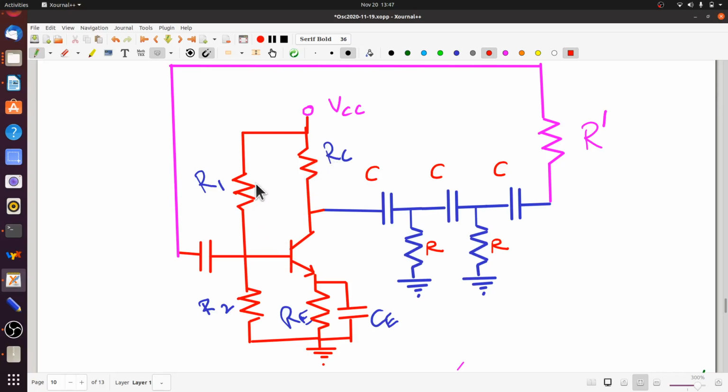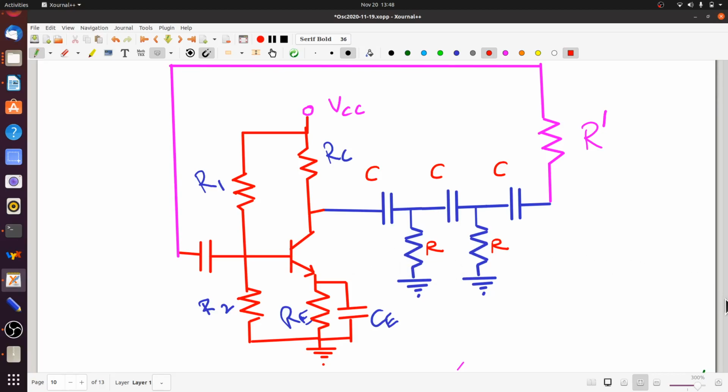And then R1, R2 will come in parallel for the AC analysis as we had done before. RE will be shorted out, RC will come joined to the ground. Again, things we had already discussed before when we were talking about the CE amplifier.